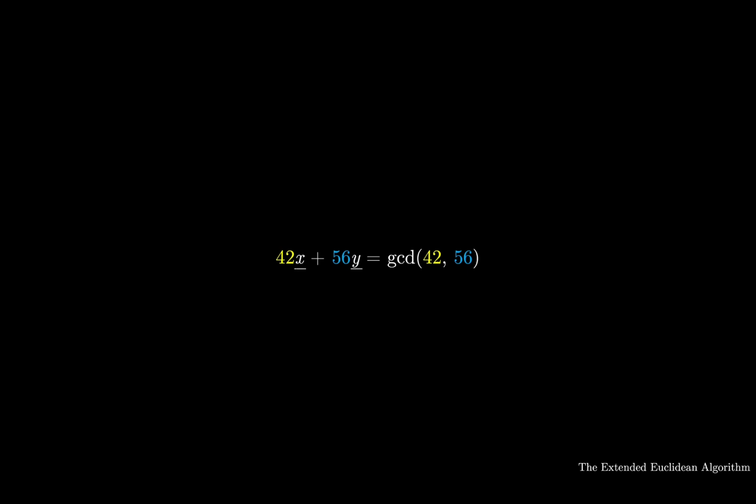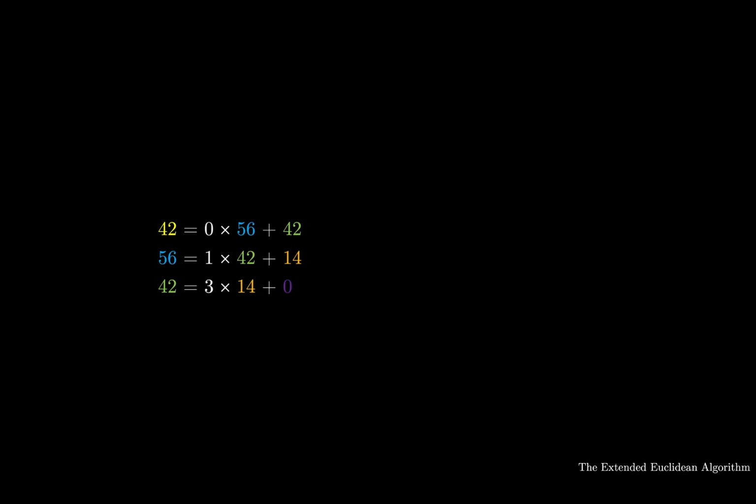Well, we need to first list out the steps we did for the Euclidean algorithm, like so. By the way, I've color-coded the different terms for better clarity. And now, we just work backwards and make substitutions. Here's what I mean. We start by taking the remainder on the second to last row, which is also the GCD of 42 and 56, and write it in terms of the other numbers in the same row. So, 14 equals 56 minus 1 times 42.